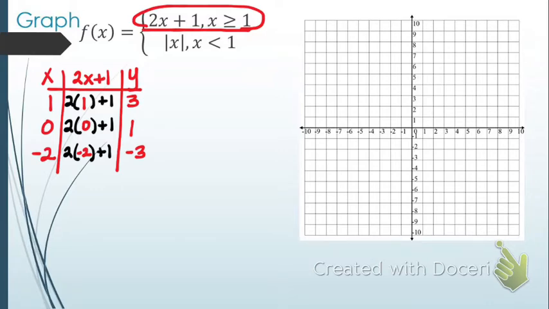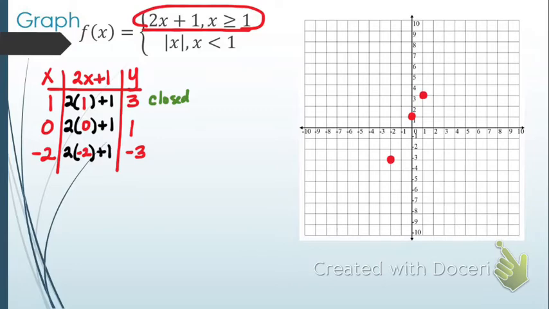Okay. So notice that it says that this first point is equal to. Because it's equal to, this very first point is going to be closed. Now, the points after it are always closed, but it's that first point that you have to be sure about. So let's go ahead and graph these 3 points. Put a point at 1, 3, put a point at 0, 1, and at -2, -3, put a point.